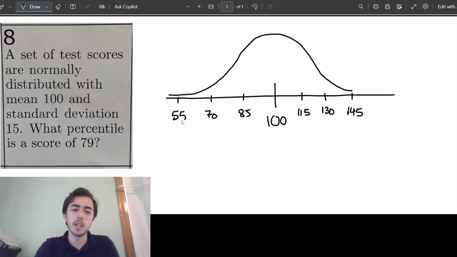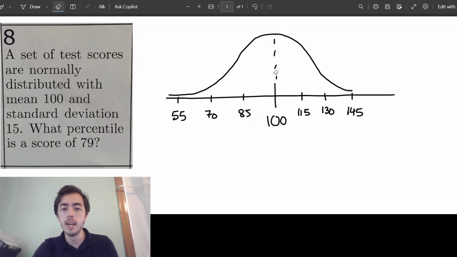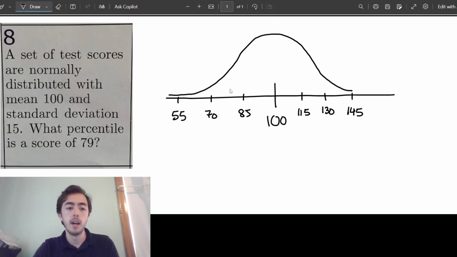So this actually looks roughly like the distribution of IQ scores. So maybe that's the kind of test that we're talking about. IQ scores are averaged to have 100 as the mean, and I'm not exactly sure how they choose their standard deviation on those tests, but 100 is the exact average for an IQ score, so that's what I'm imagining here. So we're trying to find what percentile is a score of 79.